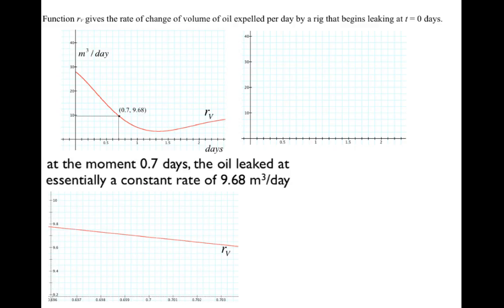I'm zoomed in on 0.7 days. So I'm just showing a very small moment from 0.697 to 0.703 days. And this red graph I'm showing is the actual rate of change function. What would this statement suggest for the graph? That at 0.7 days, the oil leaked at essentially a constant rate of 9.68 meters cubed per day.